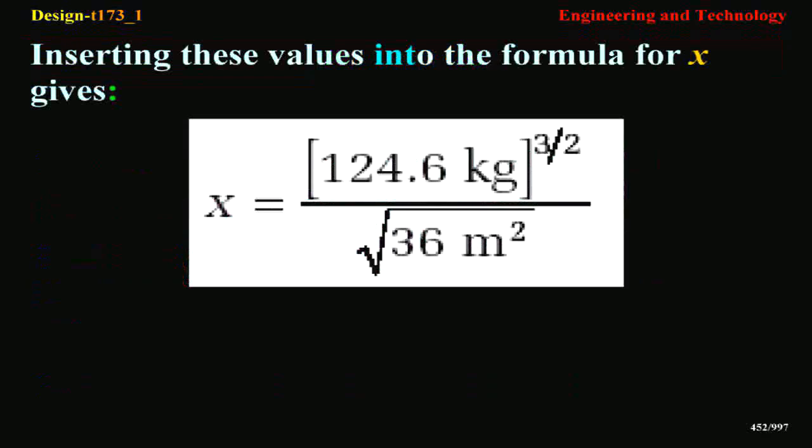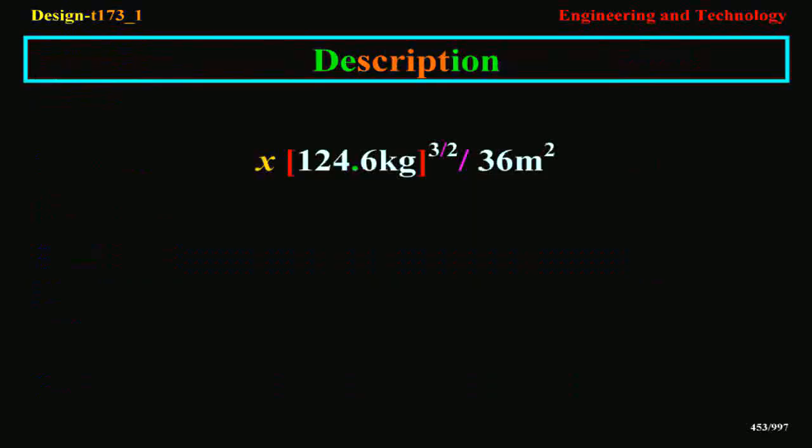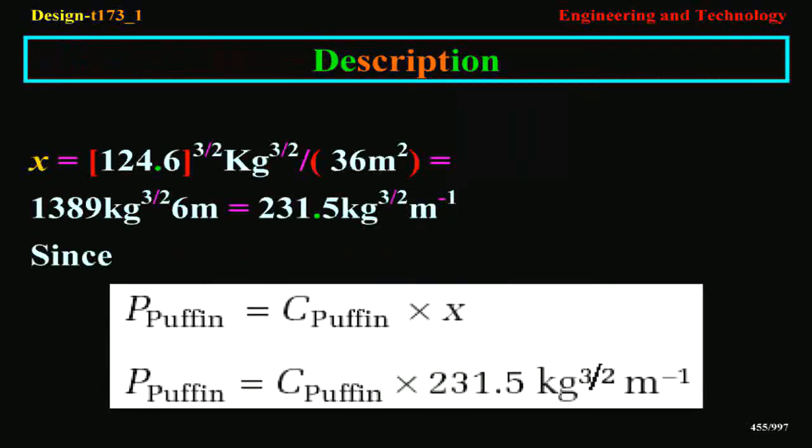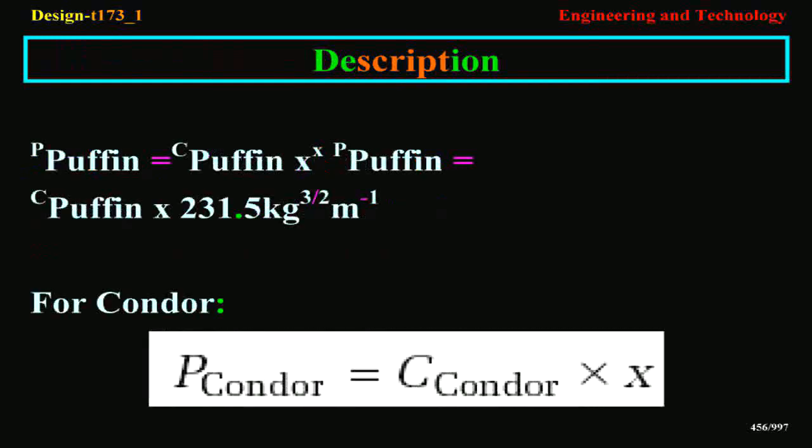Inserting these values into the formula for X gives X = 124.6 kilograms³/², 36 m², which can be rewritten as X = 124.6³ᐟ² kilograms³ᐟ² over 36 m², equal to 1389 kilograms³ᐟ² over 6 meters, equal to 231.5 kilograms³ᐟ² per m. Since P_puffin = C_puffin × X, P_puffin = C_puffin × 231.5 kilograms³ᐟ² per m.